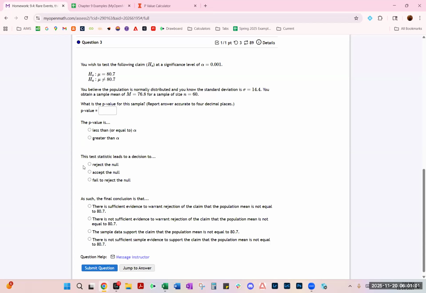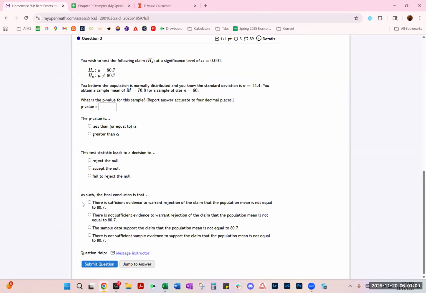This test statistic leads to a decision to reject the null, accept the null, or fail to reject the null. So you have to choose between those options. And then the final one says, as such, the final conclusion is that, and then you have 4 different multiple choice options to choose from. Once you calculate the p-value, you guys should be able to do the remaining 3 multiple choice questions. So I will not go over those, but I will show you how to calculate the p-value.